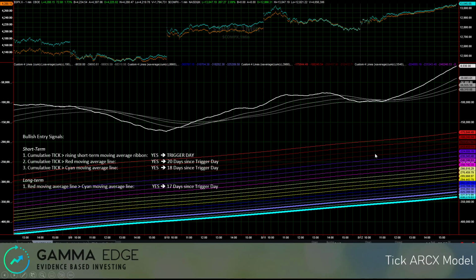Here we have the TICK ARCX model, similar comments to what we just talked about. Nice linear update on Friday after a reversal in the morning. You can see here we have all signals firing. So again, still constructive here.